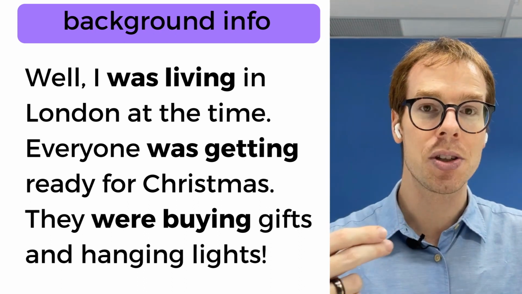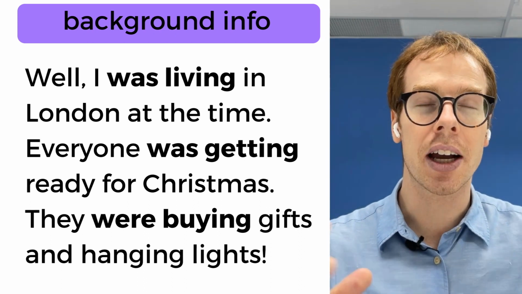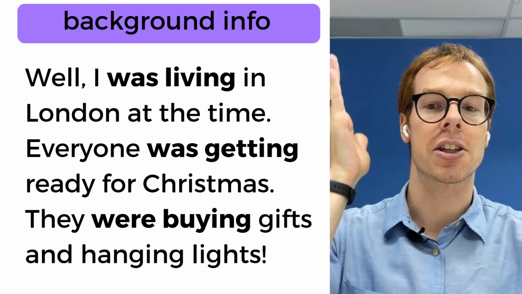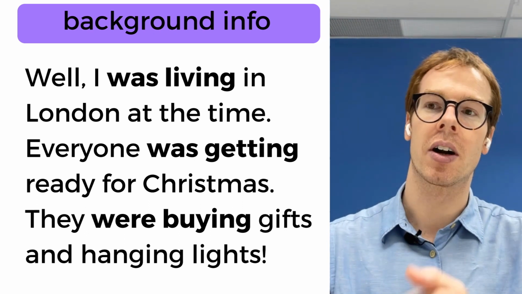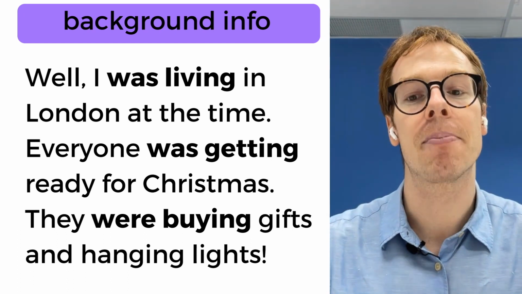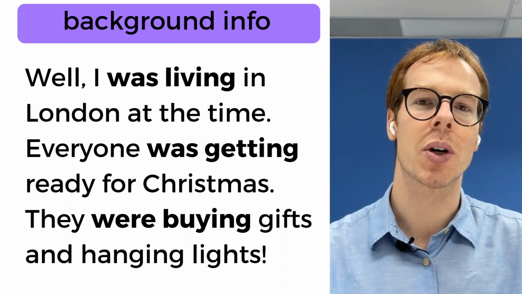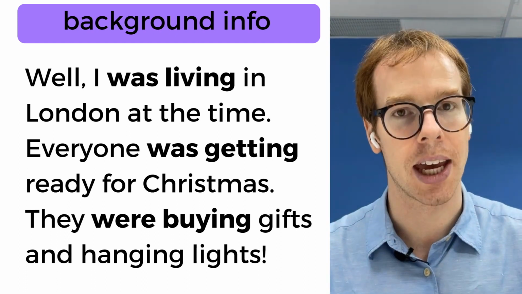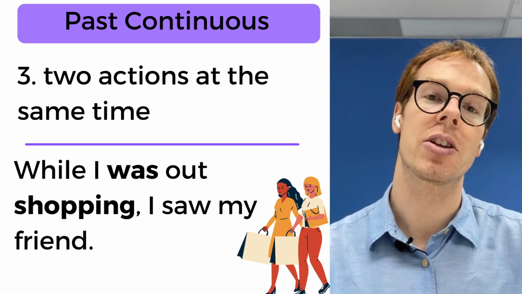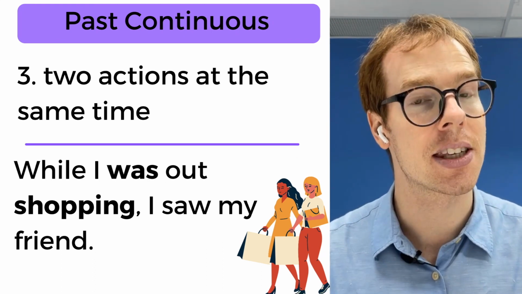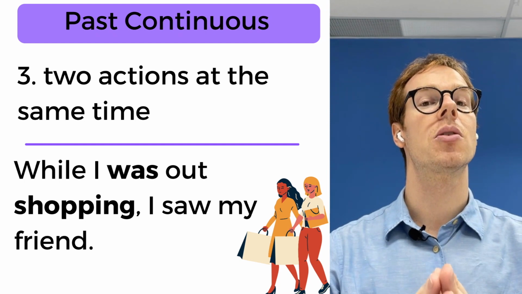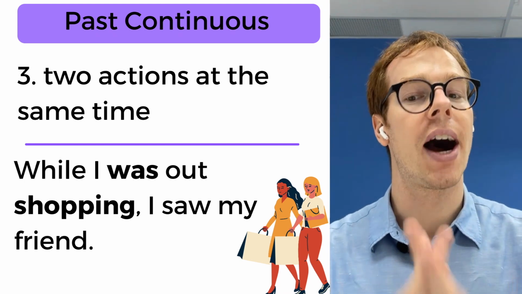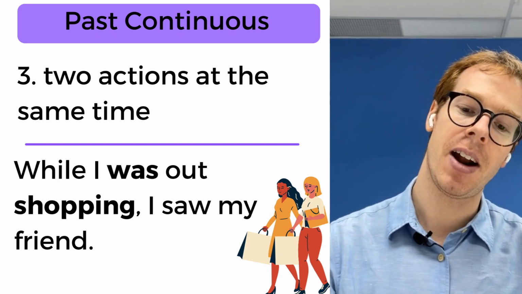You see here, I'm using the ing to talk about the specific moment where the story is starting, or what's happening when I begin to tell the story. We can use that ing to really show at that moment what was happening. That's also okay. And then, of course, we can use that ing when there's two actions at the same time. We often use the word while. While I was out shopping, I saw my friend.